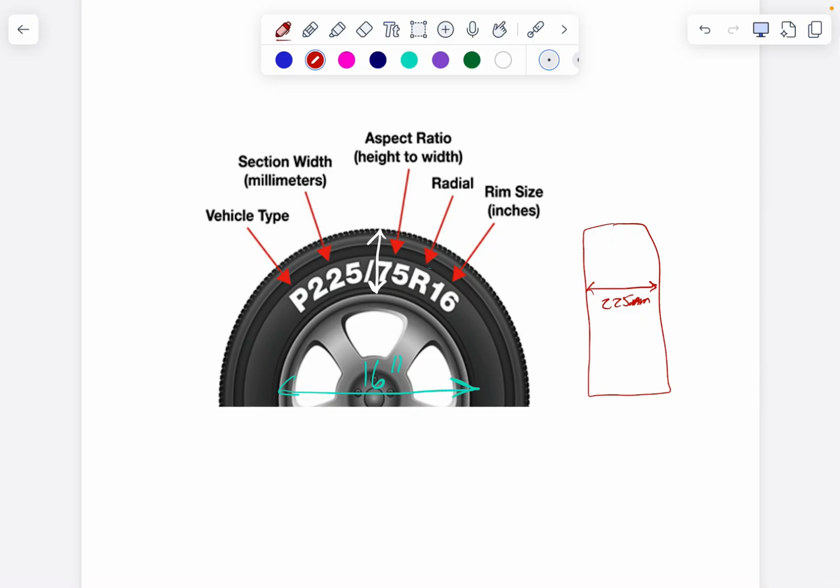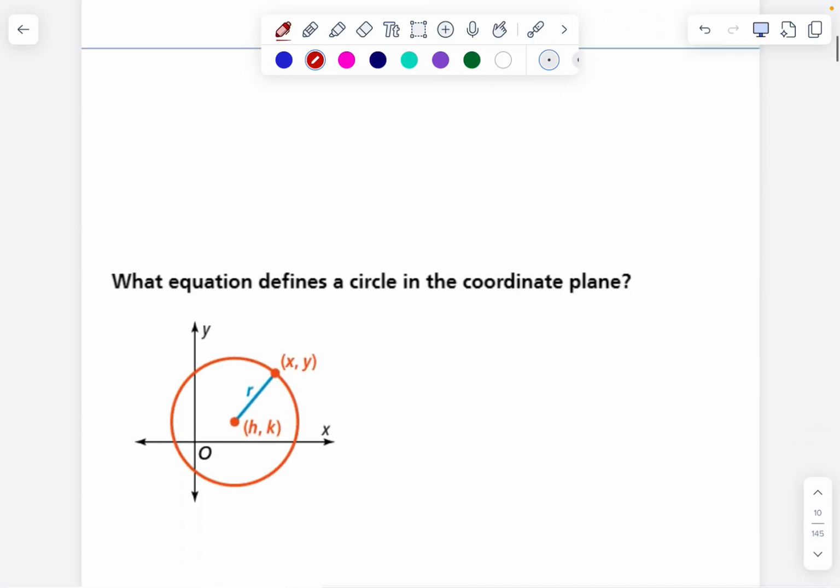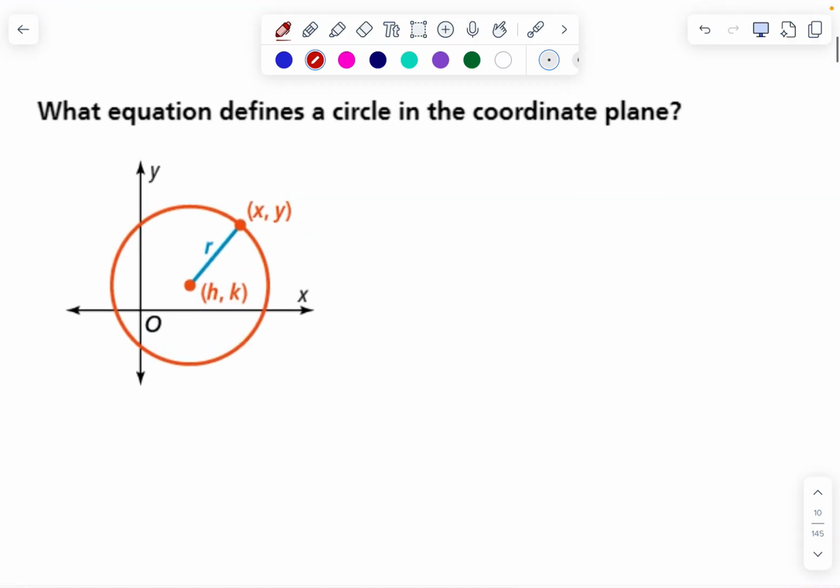So, grab your notes. This is going to be brand new.